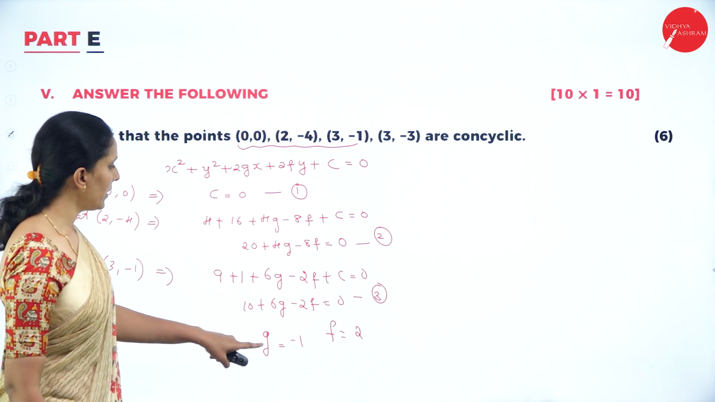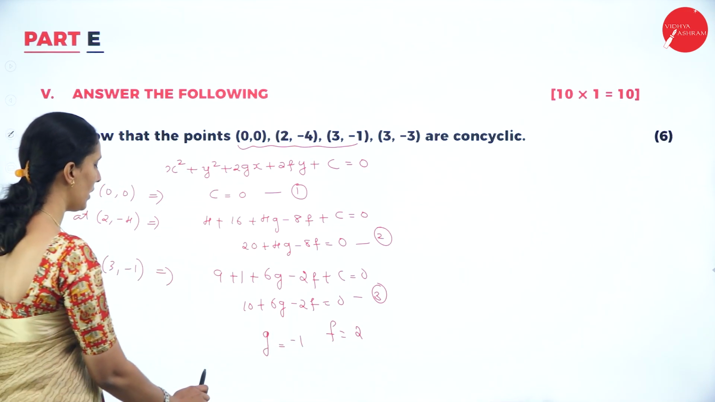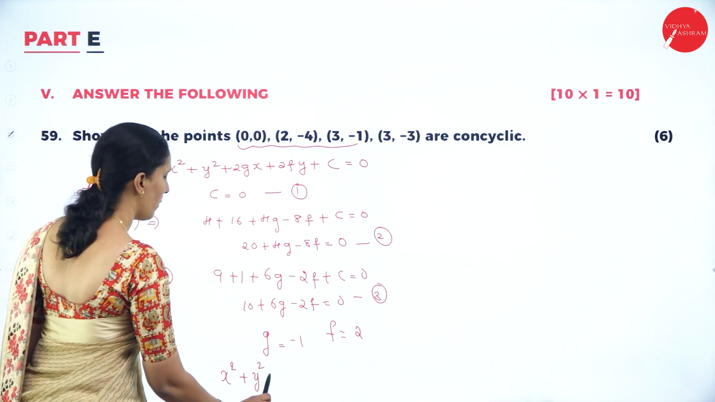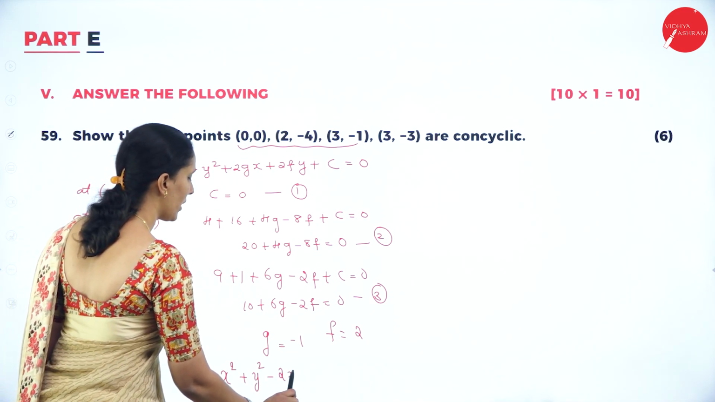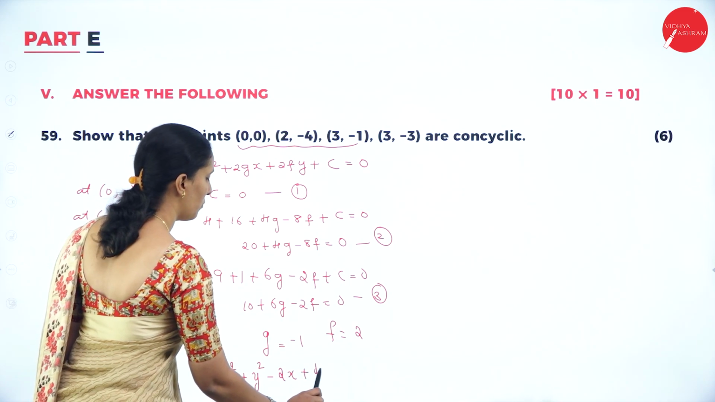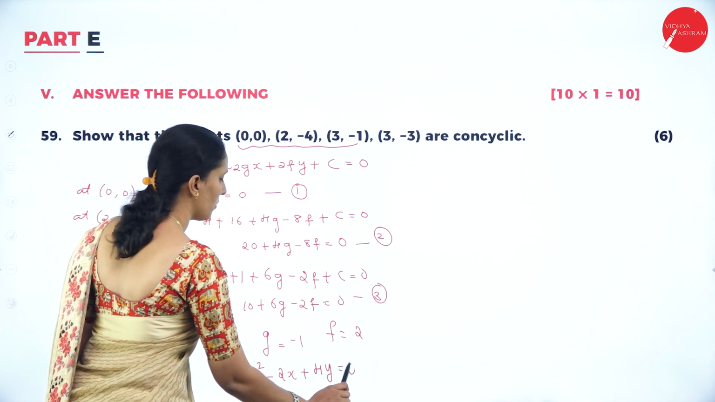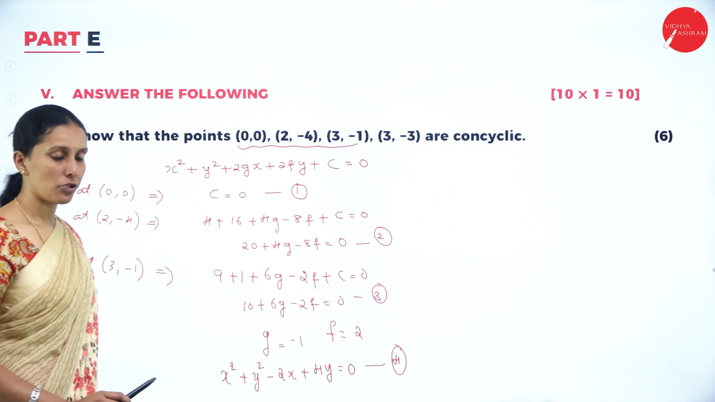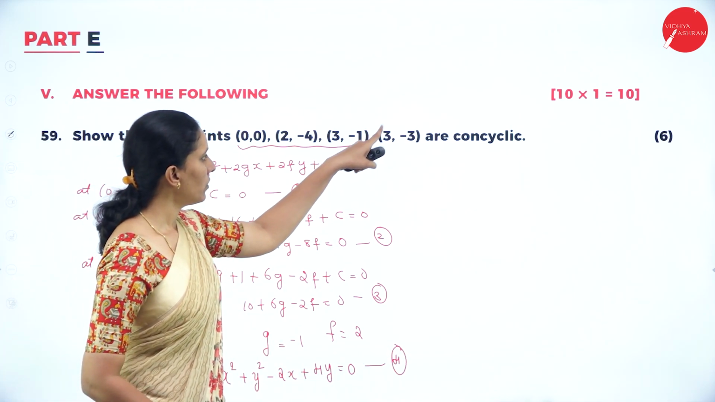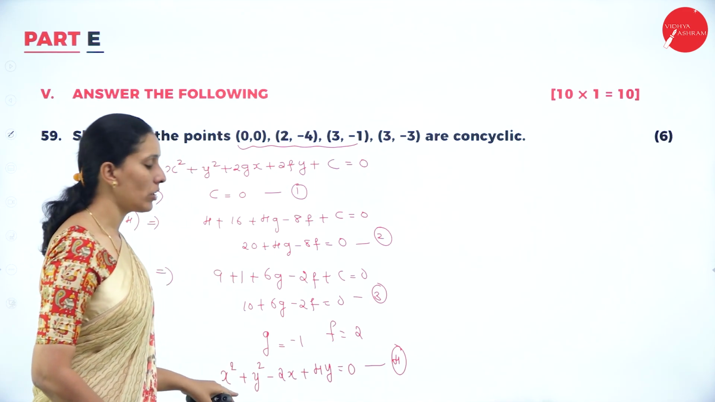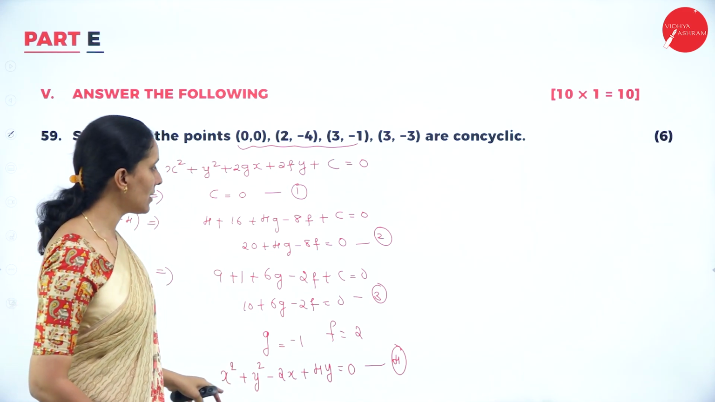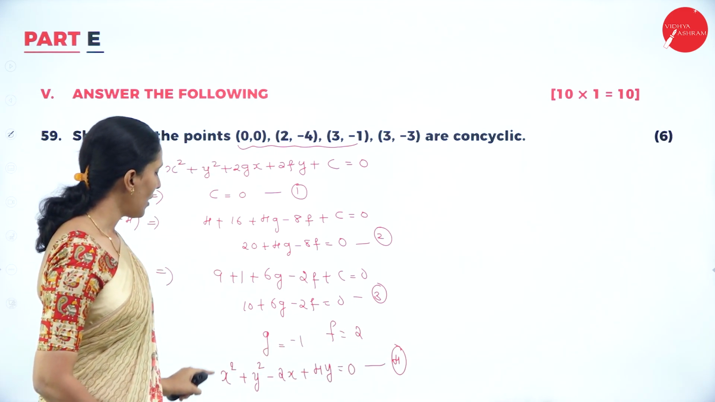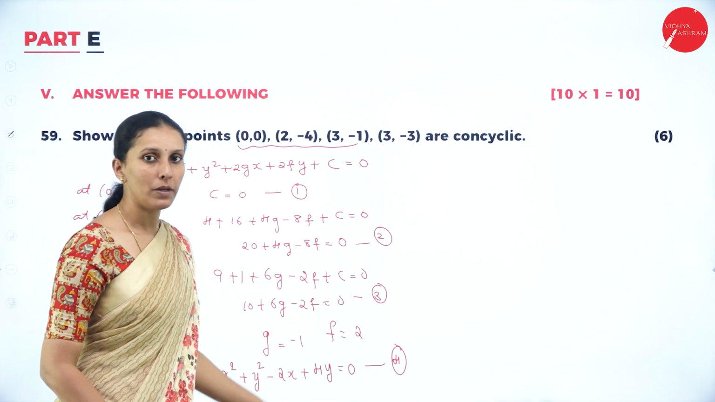Now substituting these values in the standard equation, we'll get the equation of the circle as x square plus y square minus 2x plus 4y is equal to 0. Now let's take this as equation 4, which represents the standard equation of the circle. Now if (3, -3) lies on this circle, that is, if it is a solution of this equation, then substituting the values of x and y, the answer should be equal to 0.